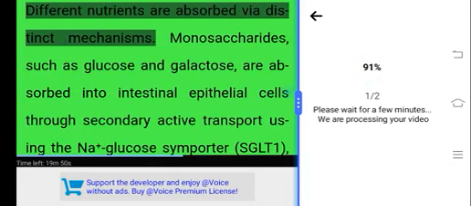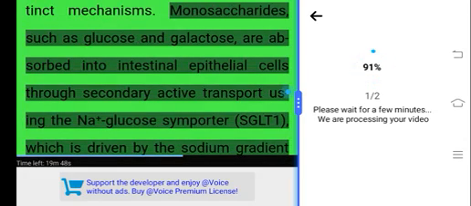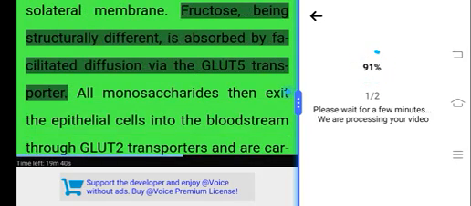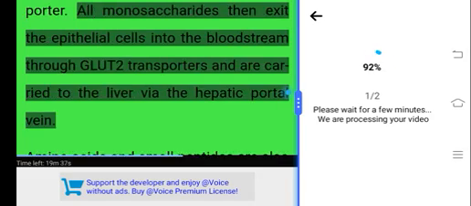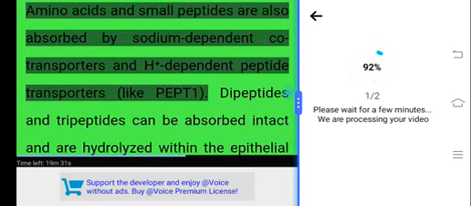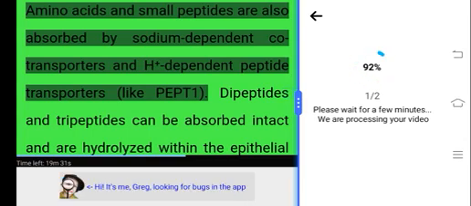Different nutrients are absorbed via distinct mechanisms. Monosaccharides, such as glucose and galactose, are absorbed into intestinal epithelial cells through secondary active transport using the sodium-glucose importer SGLT1, which is driven by the sodium gradient maintained by the Na+/K+ ATPase on the basolateral membrane. Fructose, being structurally different, is absorbed by facilitated diffusion via the GLUT5 transporter. All monosaccharides then exit the epithelial cells into the bloodstream through GLUT2 transporters and are carried to the liver via the hepatic portal vein. Amino acids and small peptides are also absorbed by sodium-dependent co-transporters and H+-dependent peptide transporters like PEPT1.